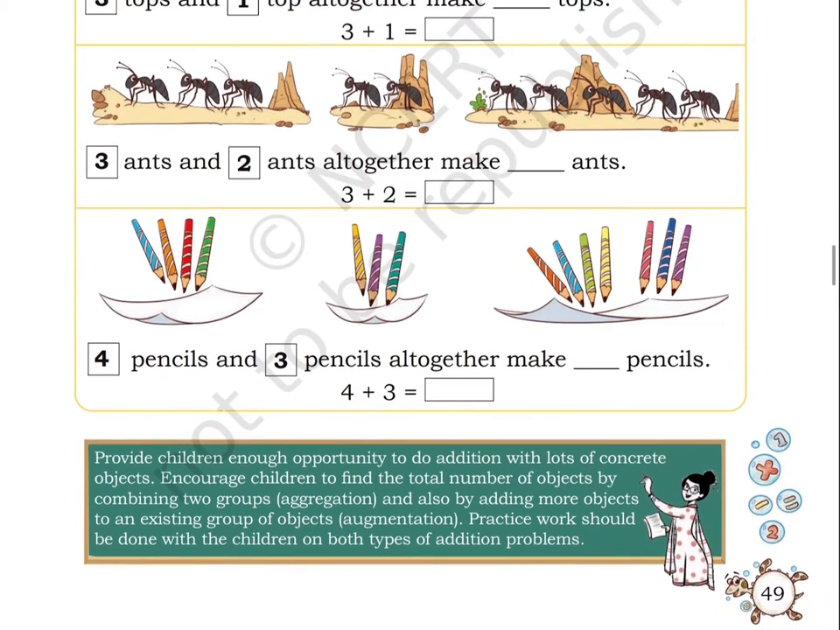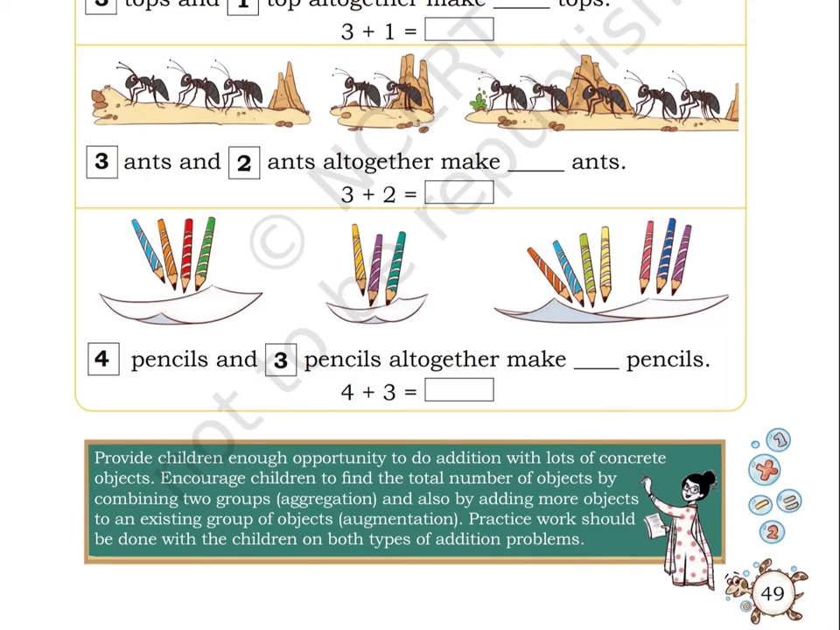3 plus 2 is equal to blank. In the last row, we have 4 pencils, then 3 pencils. After that, a group of pencils. 4 pencils and 3 pencils altogether make blank pencils. 4 plus 3 is equal to blank.